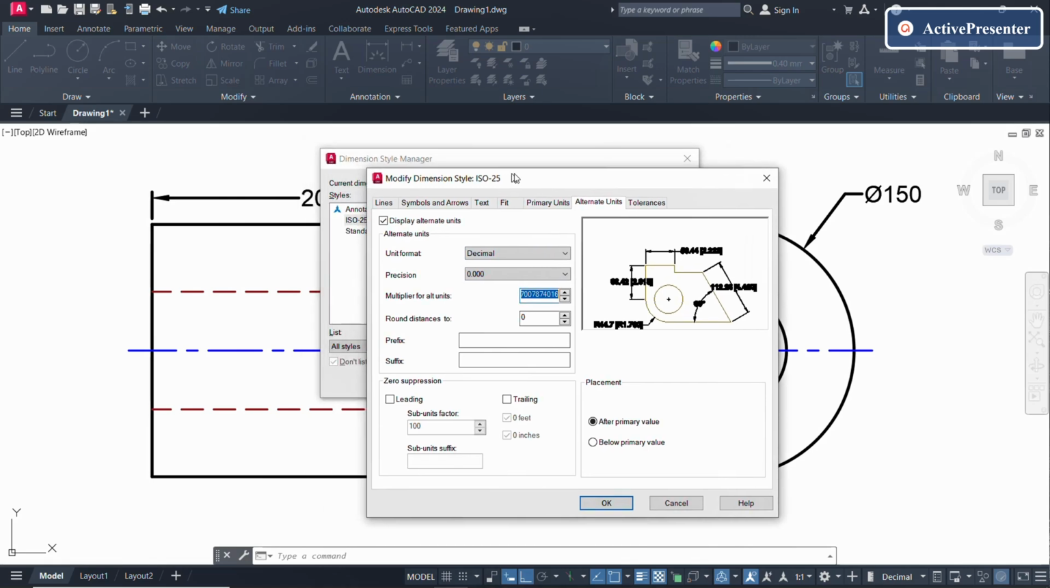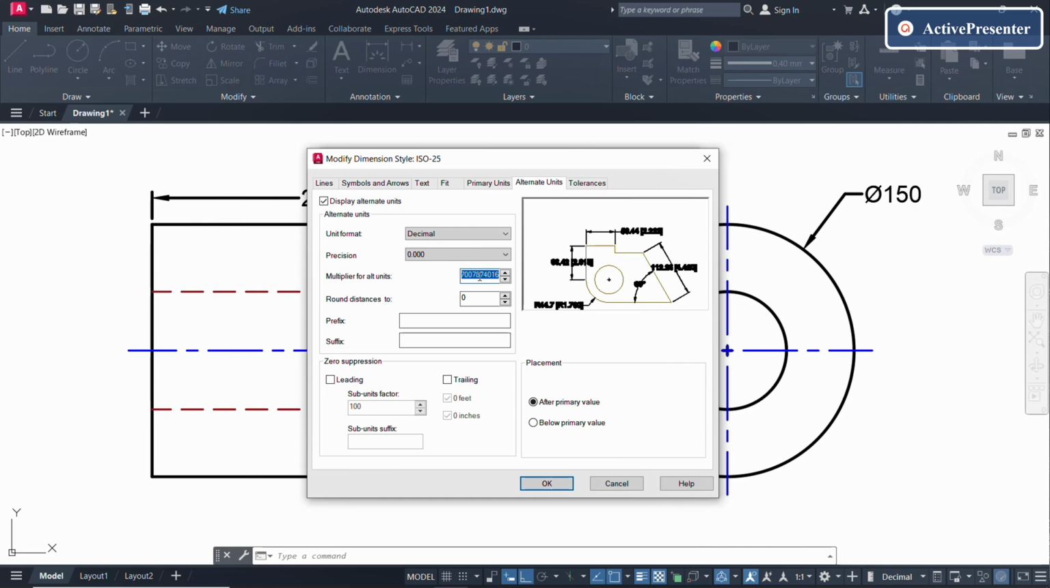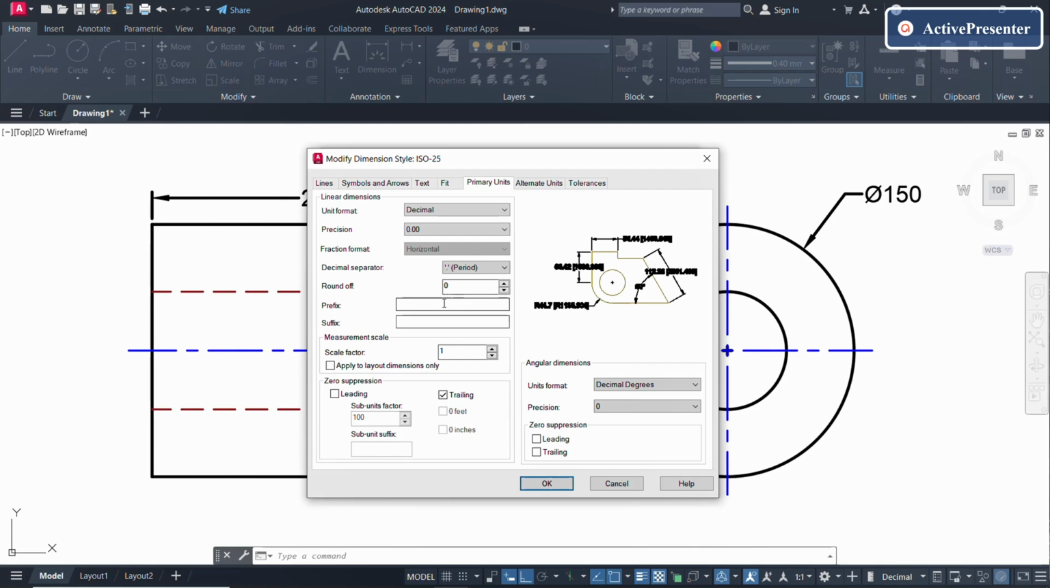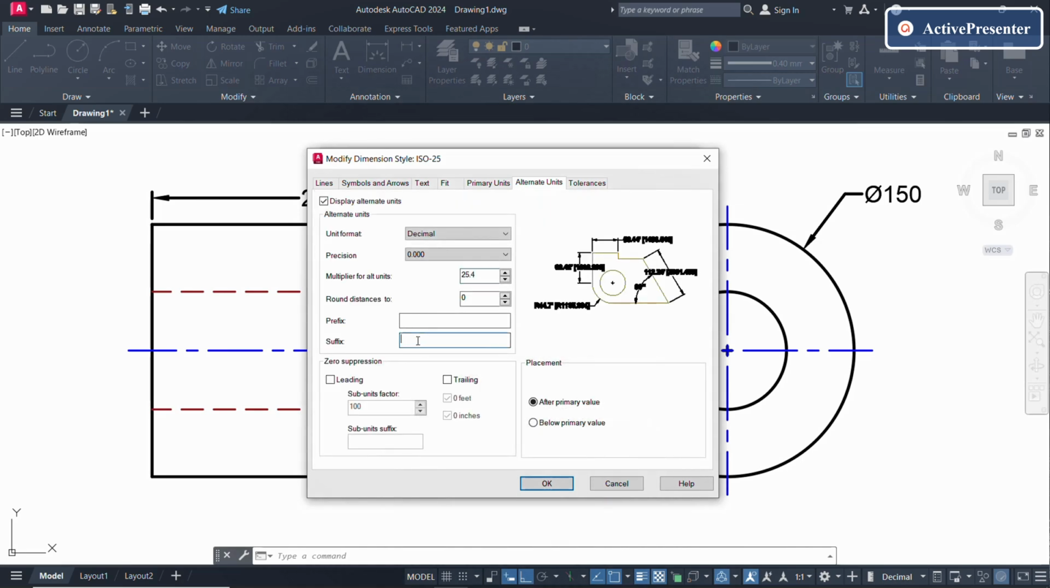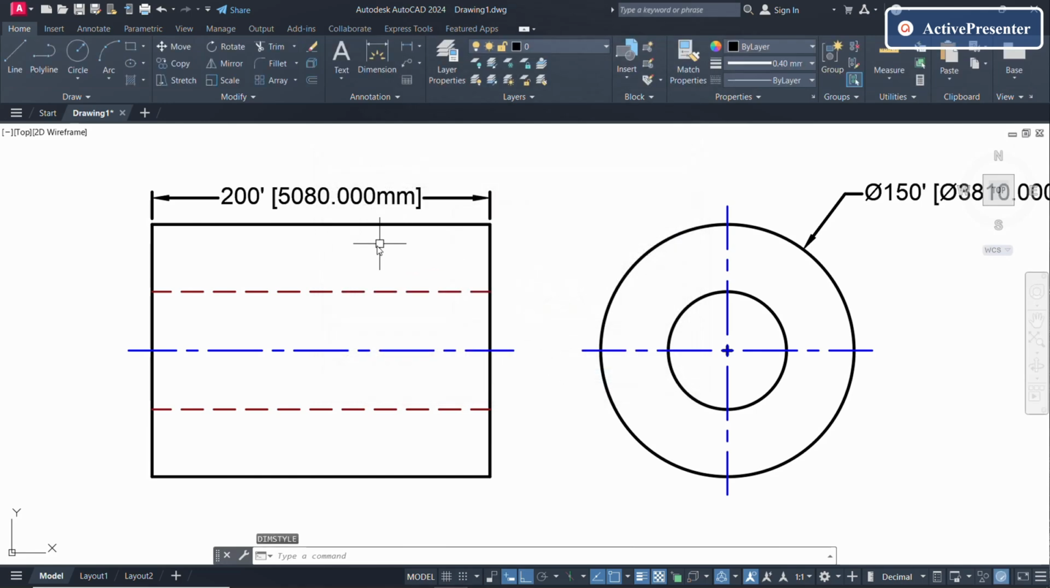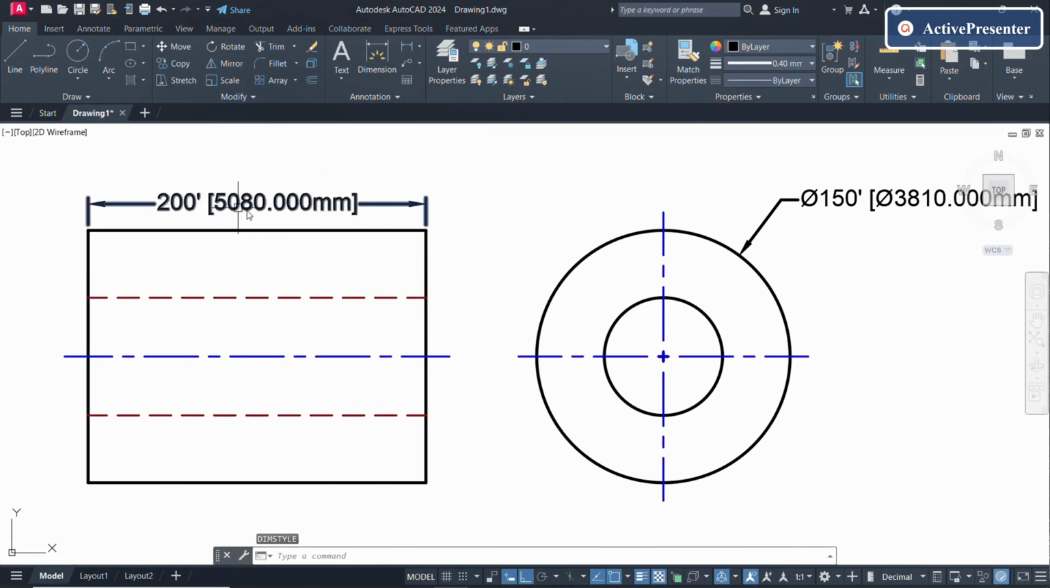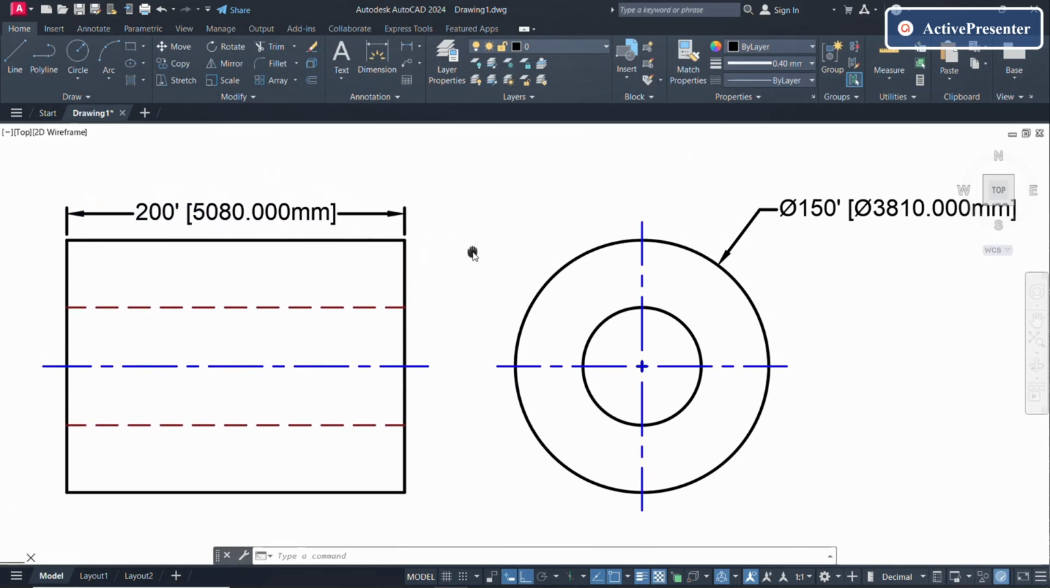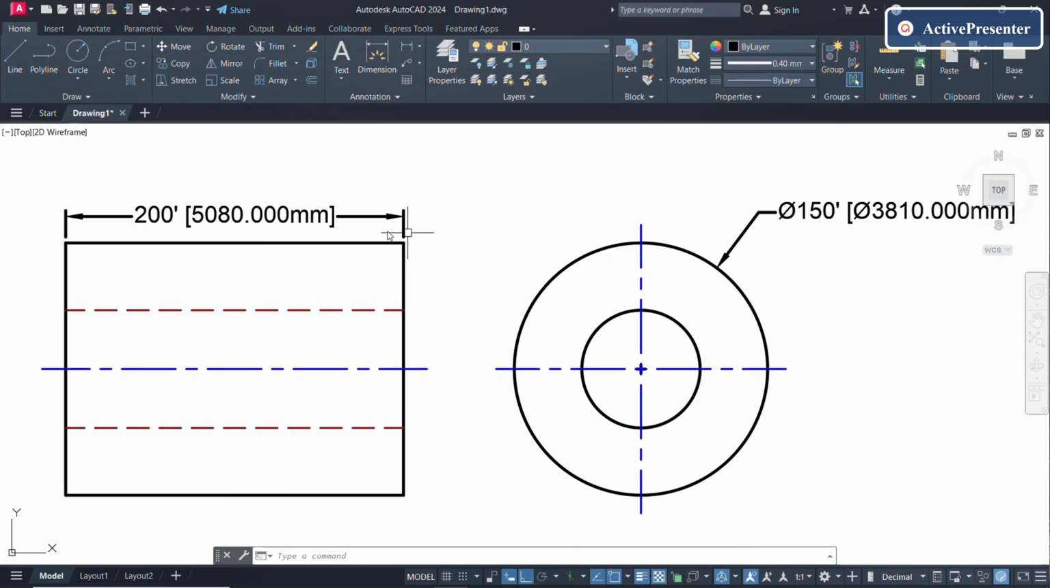Let's consider our dimensions are in inch, so we have to convert them into mm. So the multiply factor for inch to mm is 25.4. Here I will apply this symbol as the suffix, and the alternate unit suffix as mm, and okay. So this is our dimension in inch and this is in mm. Like that we can apply the dual dimension.